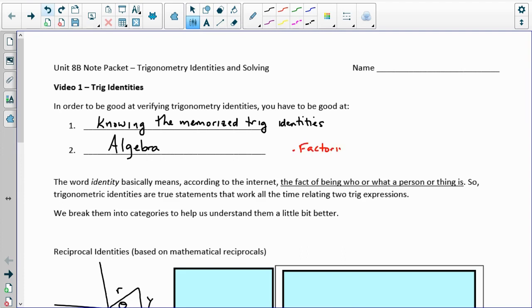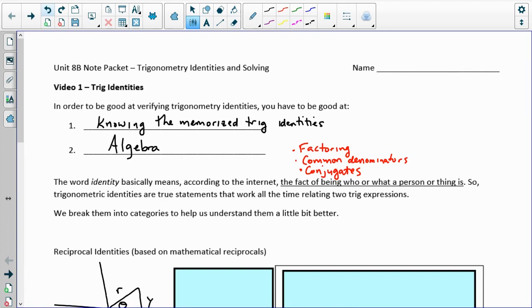Factoring, getting common denominators, using conjugates. Another example would be, actually that's enough for right now because we'll talk about it as we move on and go into other notes on the packet. But you have to use algebra and you have to know what we memorize.